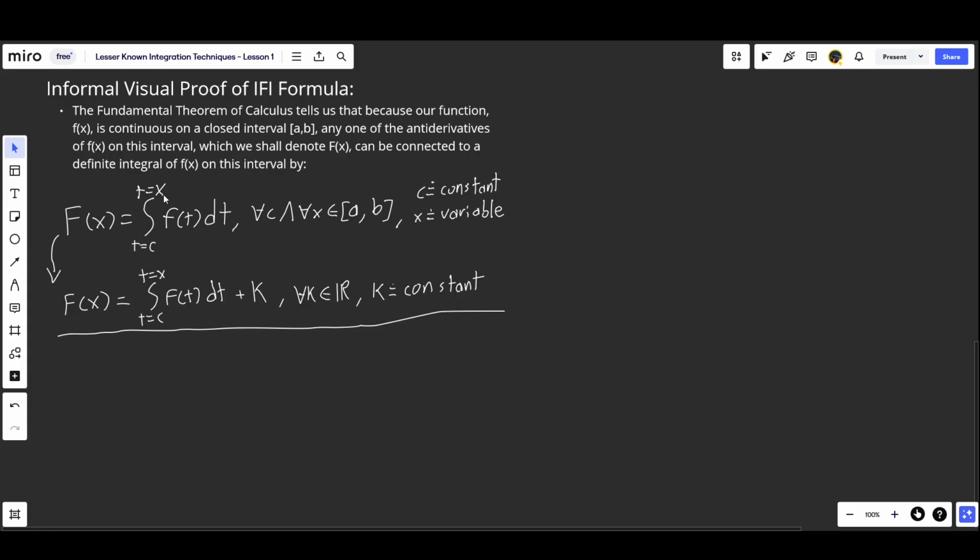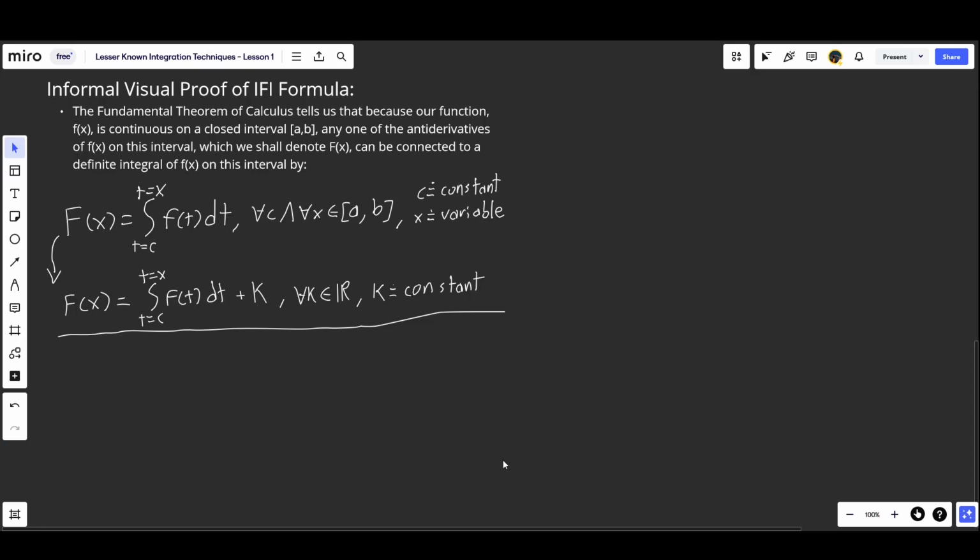And what this tells us is that the definite integral of that function from a constant, which we'll call c, to a variable, which we'll call x, where both c and x can take any value within the closed interval, gives us an antiderivative of that function on that interval. And when you change the constant c to a different value within that interval, it changes the antiderivative that it outputs.